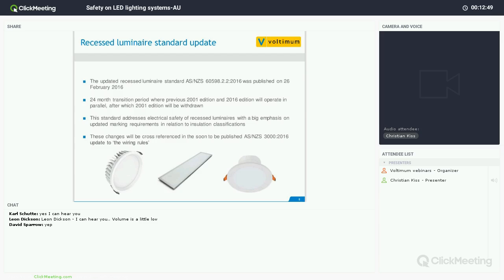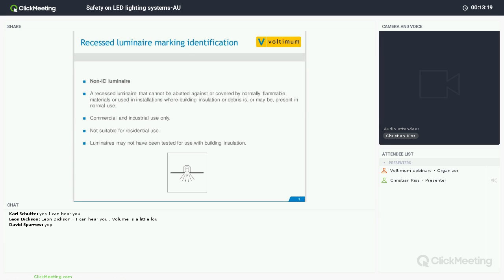update, which is basically the wiring rules that everyone, if you're in the electrical industry, would be aware of. It's basically the Bible of installing anything. So that's soon to be published and will cross-reference, as I said, the luminaire standard and the requirements for marking, particularly with recessed luminaires and the insulation classification, so that you know what product to put into what sort of situation.